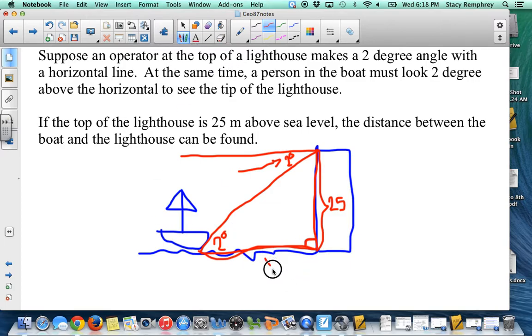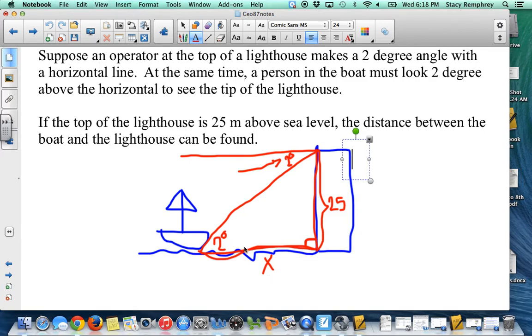Now you can go through your toolbox. Can I use Pythagorean theorem? No, I can't use Pythagorean theorem because I don't have 2 sides. Is it a special right triangle? No, not a special right triangle. That's not going to work. So instead we're going to have to use our trig functions. So here's the angle I know, 2. I know the side opposite and I know the side adjacent. So which trig function goes with opposite adjacent?